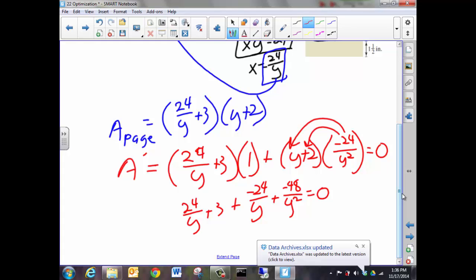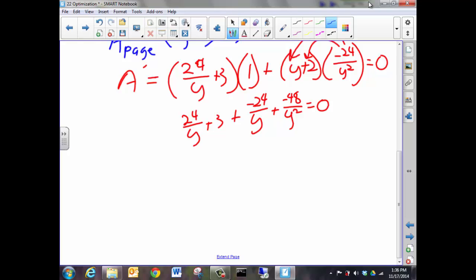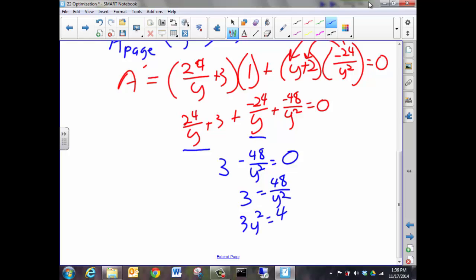Not easily, because here it's inside of a binomial there. But if we do that, that becomes really nice, because suddenly these two terms right here disappear, don't they? So we get 3 minus 48 over y squared equals 0. So we get 3 equals 48 over y squared. 3y squared equals 48. So y squared is 16. So y is plus or minus 4.